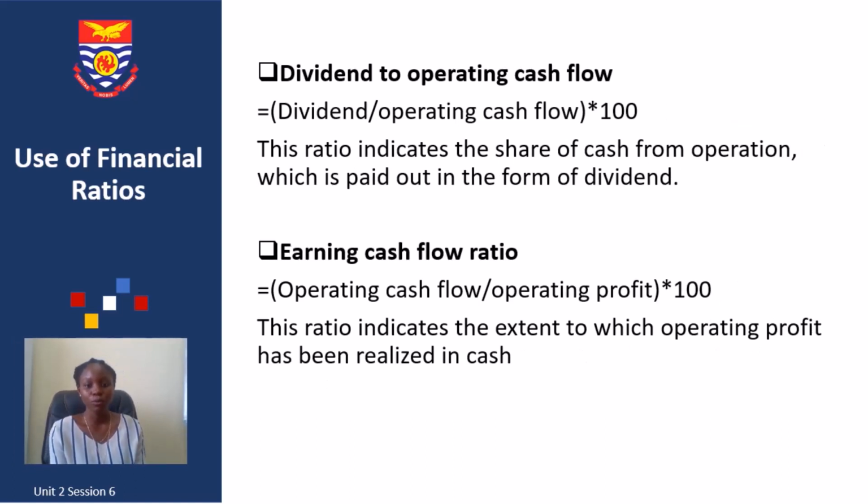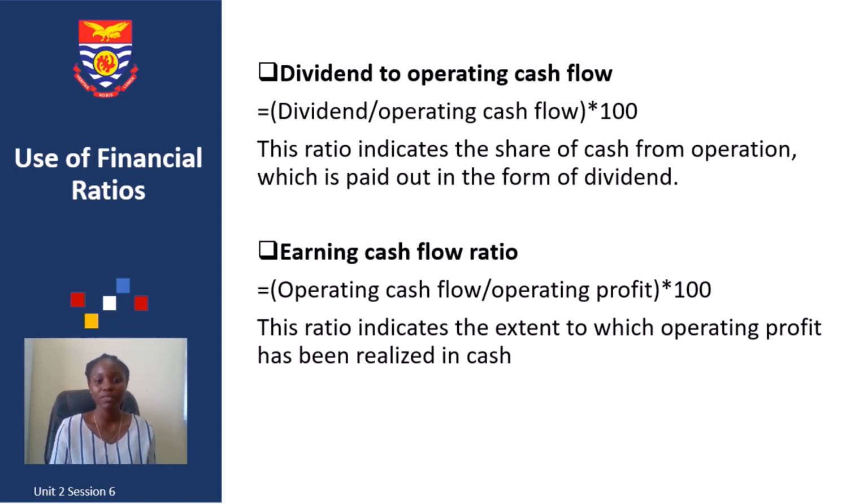The dividend to operating cash flow ratio is the dividend divided by cash flow times 100, and this ratio indicates the share of cash from operations that is paid out in the form of dividend. There are a number of investors who invest in businesses for several reasons. Some may be in for the capital gains, others may be in for the dividend. And there are investors who are very interested in the dividend policy of the firm, and therefore they would want to know if payments will be made.